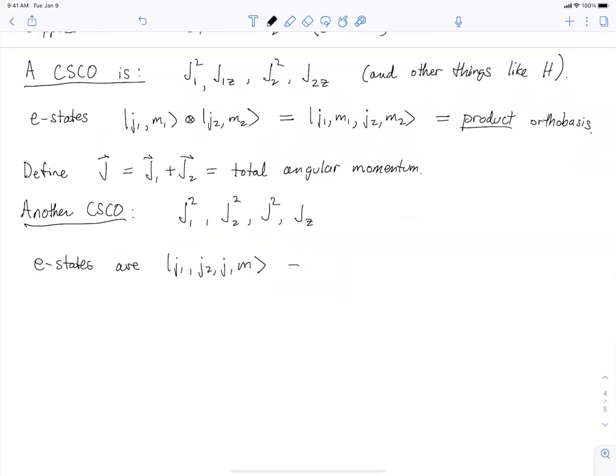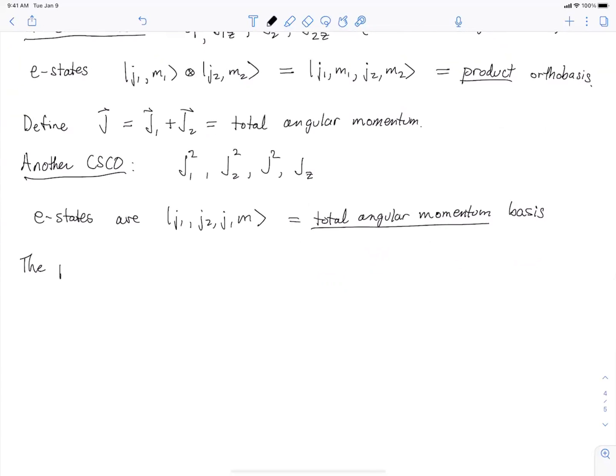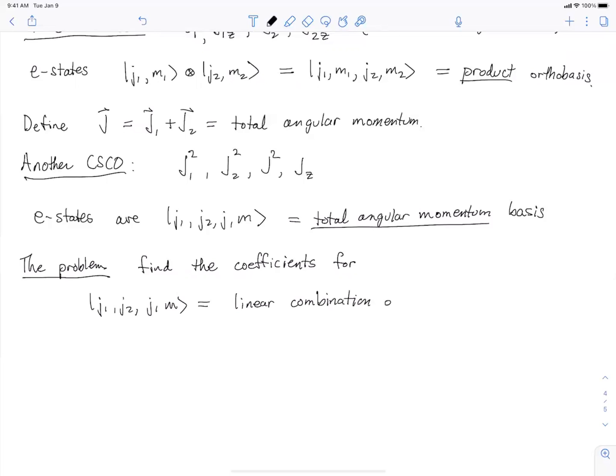Okay, and this is a different basis. This is called the total angular momentum basis, just because it has different labels than the previous basis. And so it's a very common problem that we'll have something in one basis and we want to change to the other basis. So the problem is to find the coefficients that relate one basis to the other. So for example, find the coefficients for the state |J1, J2, J, M⟩ as a linear combination of |J1, M1, J2, M2⟩. We know this can be done because they're both bases.